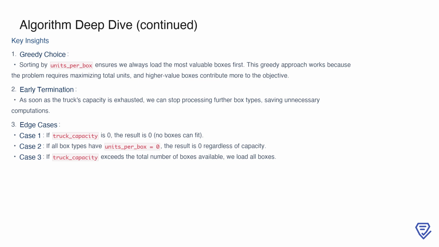For instance, if the truck's capacity is 0, no units can be loaded, so the result is 0. Similarly, if all box types have 0 units per box, the result will also be 0 regardless of the capacity. Lastly, if the truck's capacity exceeds the total number of boxes available, we simply load all the boxes, and the result will be the sum of units from all box types.